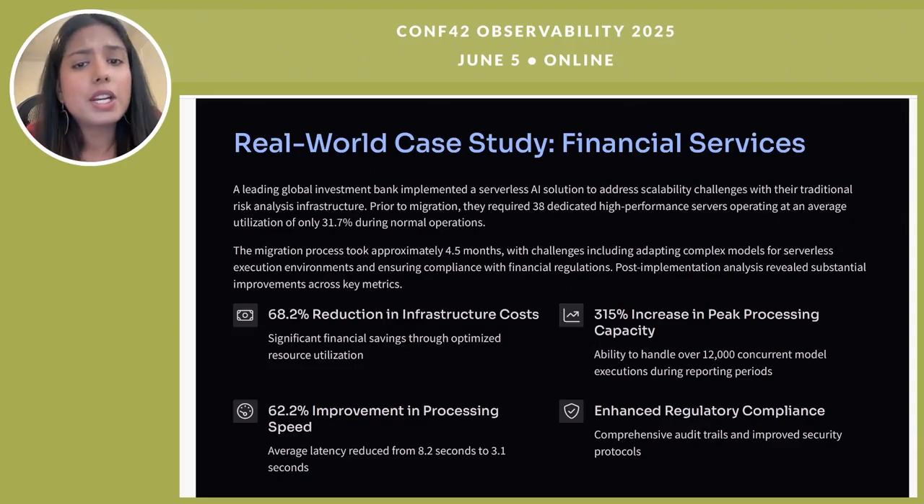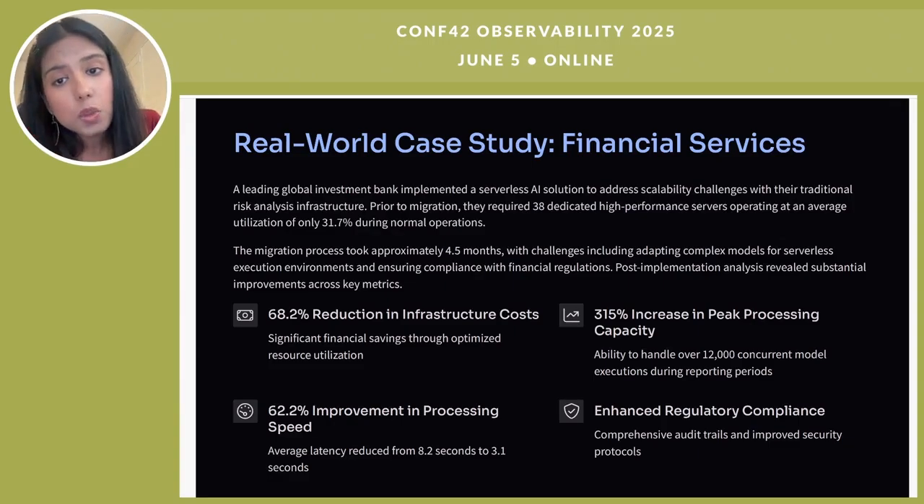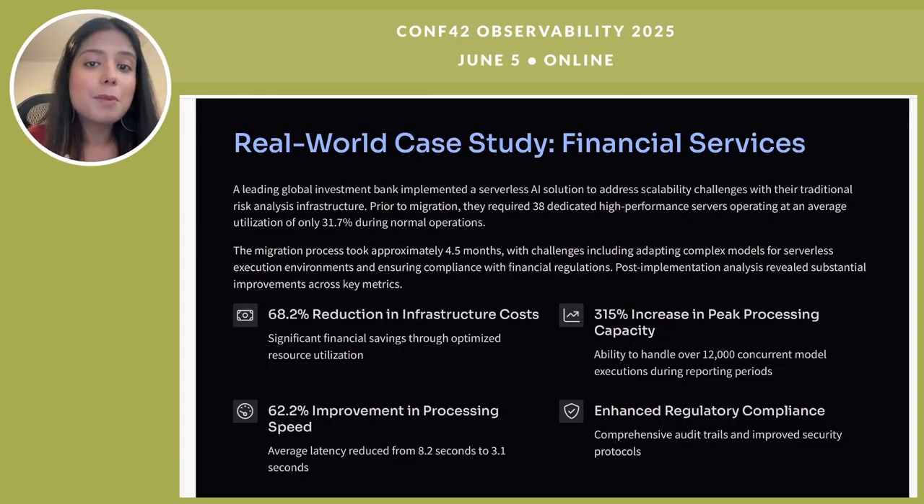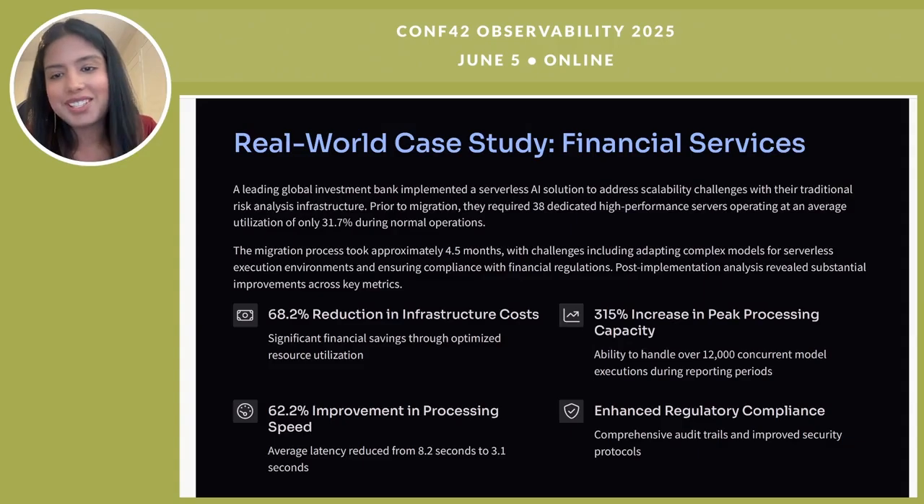They decided to migrate to a serverless AI solution. The migration took about 4.5 months, and it wasn't without challenges. Adapting to complex workloads and ensuring regulatory compliance were key hurdles. But the post-implementation results were substantial. 68.2% reduction in infrastructure cost, a direct result of optimized resource utilization. 315% increase in the peak processing capacity. They could now handle over 12,000 concurrent model executions during the peak reporting periods, something unimaginable before.